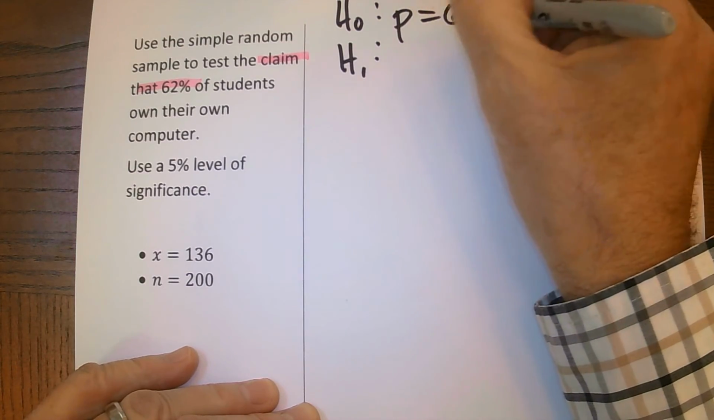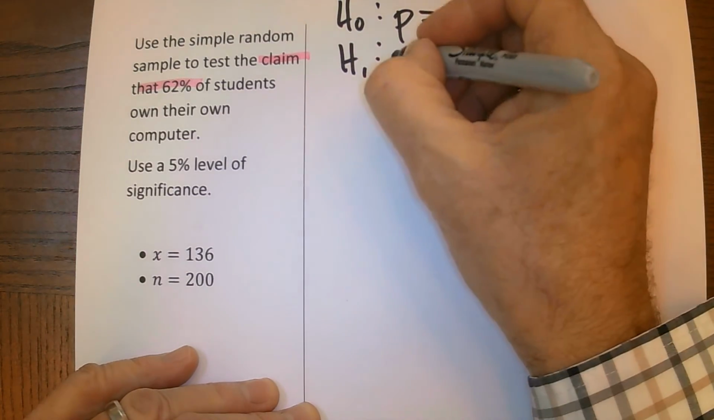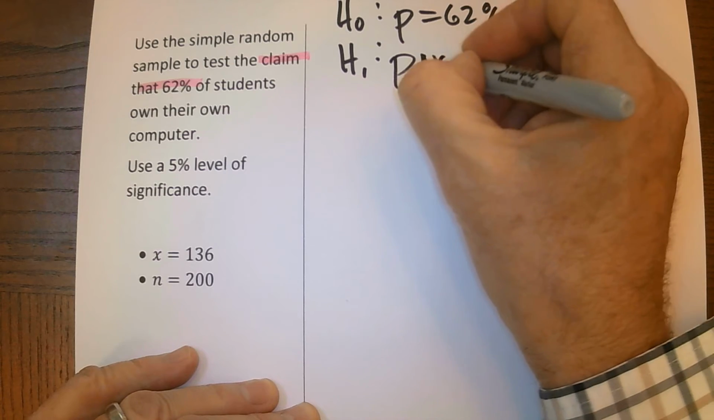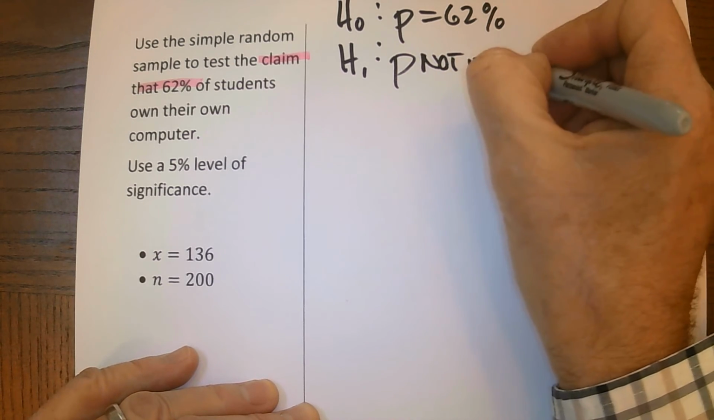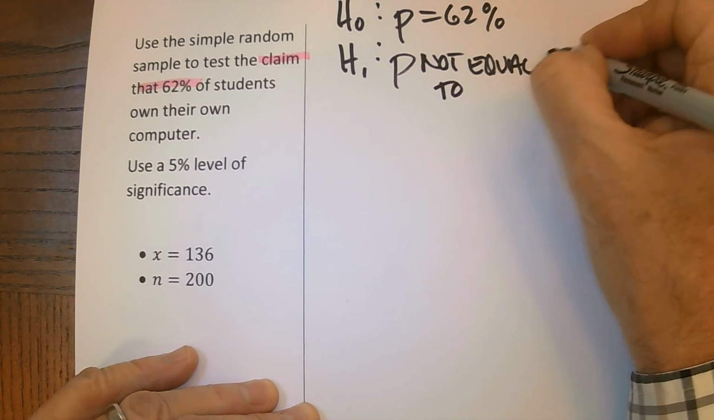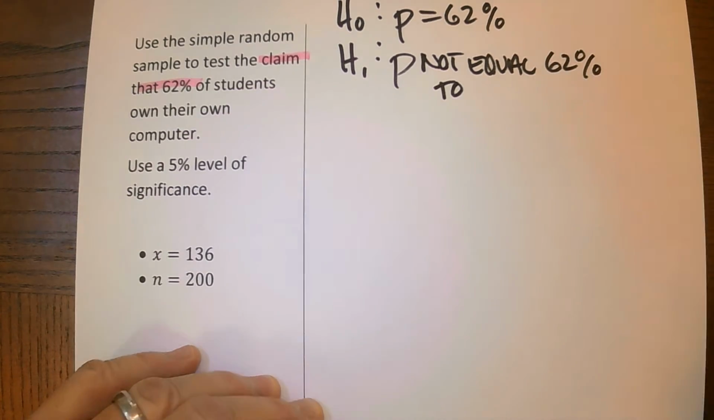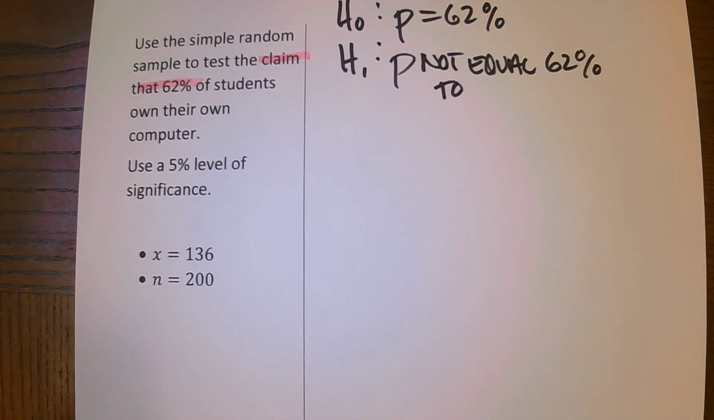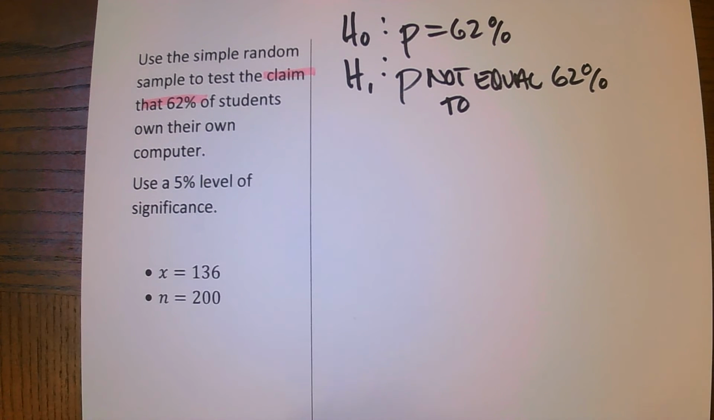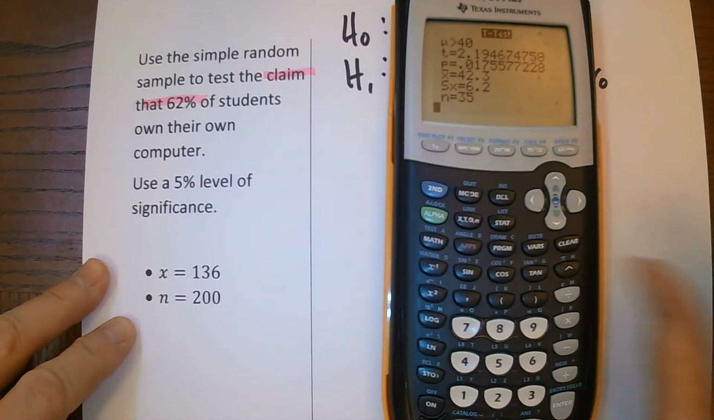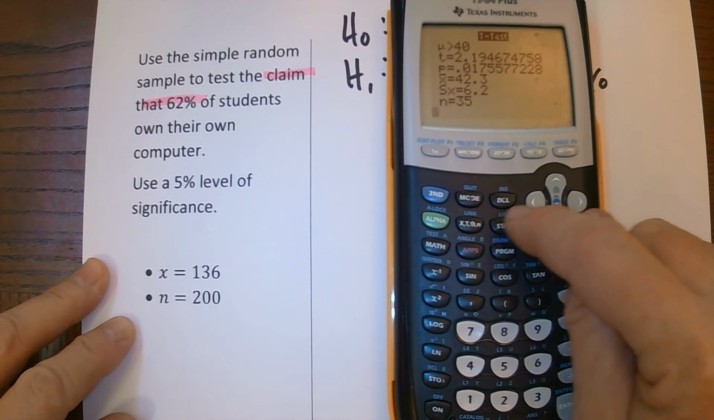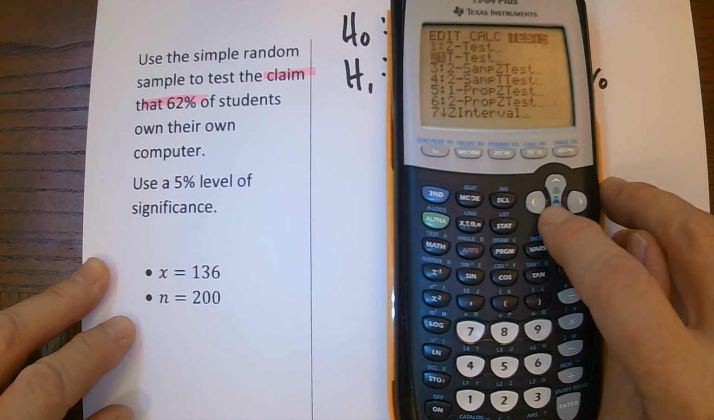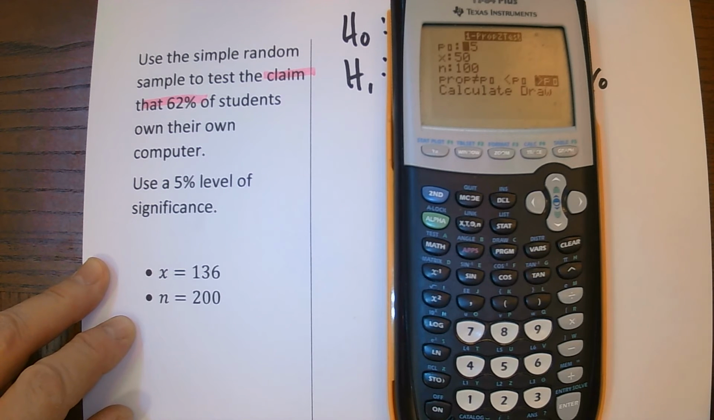So my null and my alternative hypothesis look like this. P equals 62%. P is not equal to 62%. Don't get hung up on the symbology. Use your words. They're going to work just fine. So it's a claim about a population proportion. I'll bring back Mr. Calculator. I'll use the one-prop z-test here.